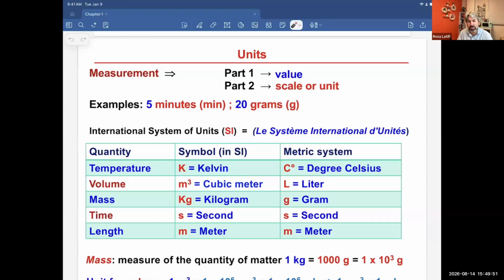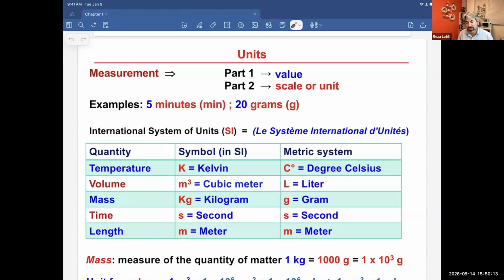SI comes from a French word, and in the SI system, we have Kelvin for temperature, cubic meter for volume, kilogram for mass, and time and length will be similar to the metric system: second for time and meter for length.